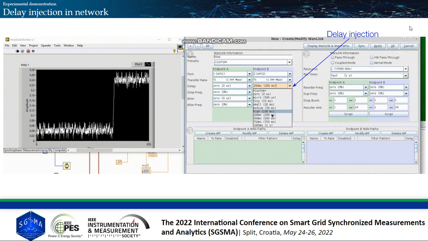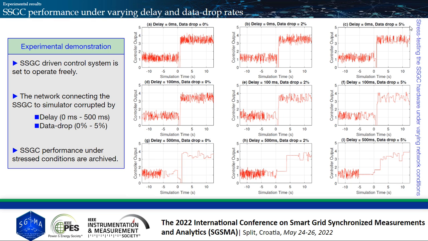So this is how the instrumentation works, but how does the control work? This slide essentially summarizes the robustness of our control system, of our architecture. You can see we implement the SSGC driven control system and we put it to work. And then we corrupt the network connecting the SSGC to the simulator by injecting a delay between 0 millisecond and 500 milliseconds and introducing a data drop between 0% and 5%.